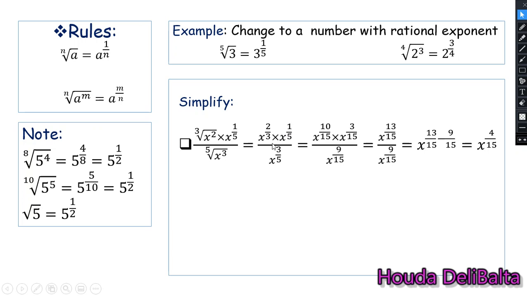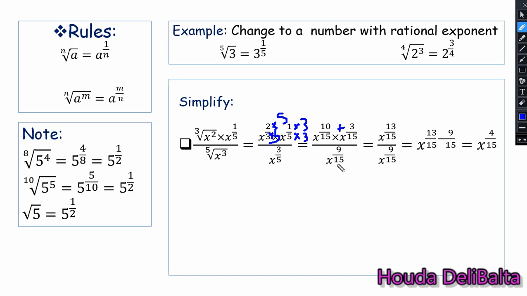In order to add 2 over 3 and 1 over 5, which are fractions, I have to make the same denominator. So here I multiplied by 3 up and down, and here I multiply by 5 up and down, so I will get x to the power 10 over 15 times x to the power 3 over 15, and finally I just add the exponents to get x power 13 over 15.